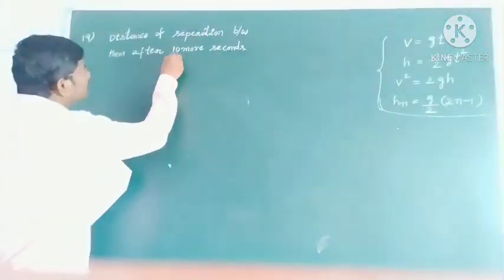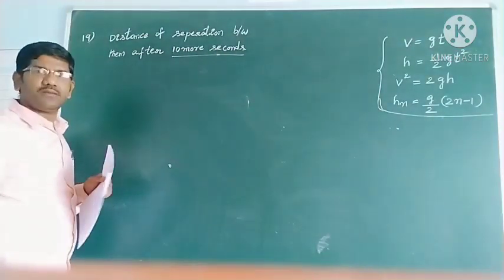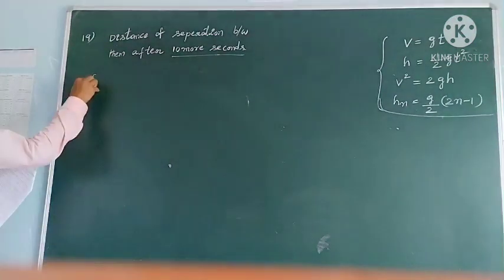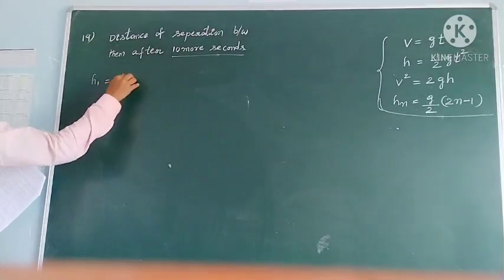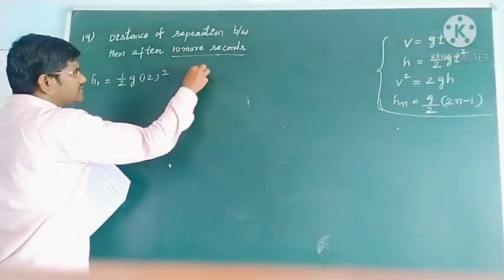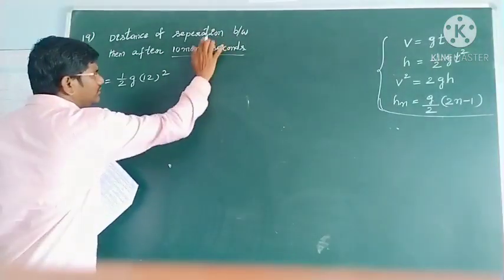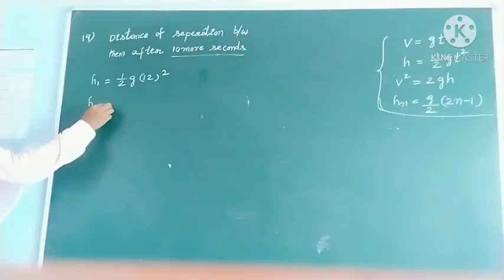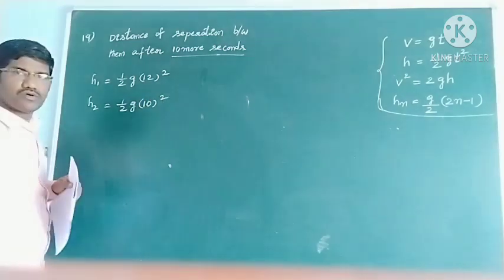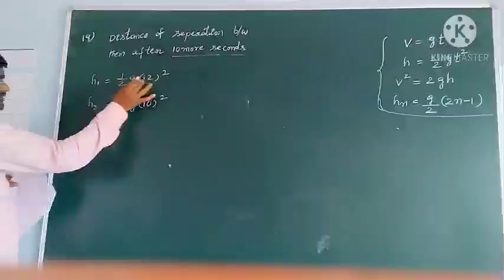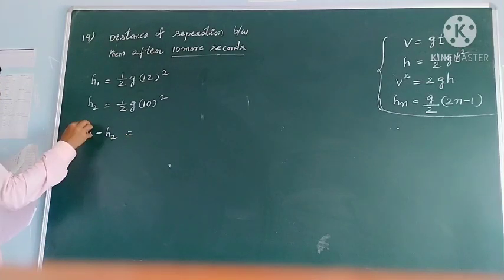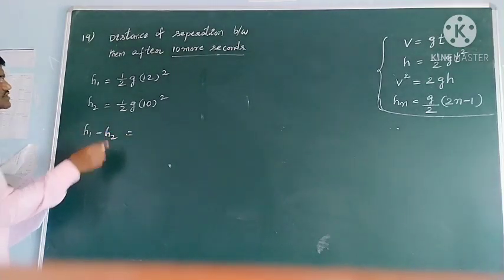And 10 more seconds means the second body takes 10 seconds, the first body will take 12 seconds. So height fallen for the first body, if you write, h1 is half g into 12 square, and height fallen for the second body, h2 is equal to half g into 10 square. So we have to take the difference between them. For this, time is more, so h1 minus h2.